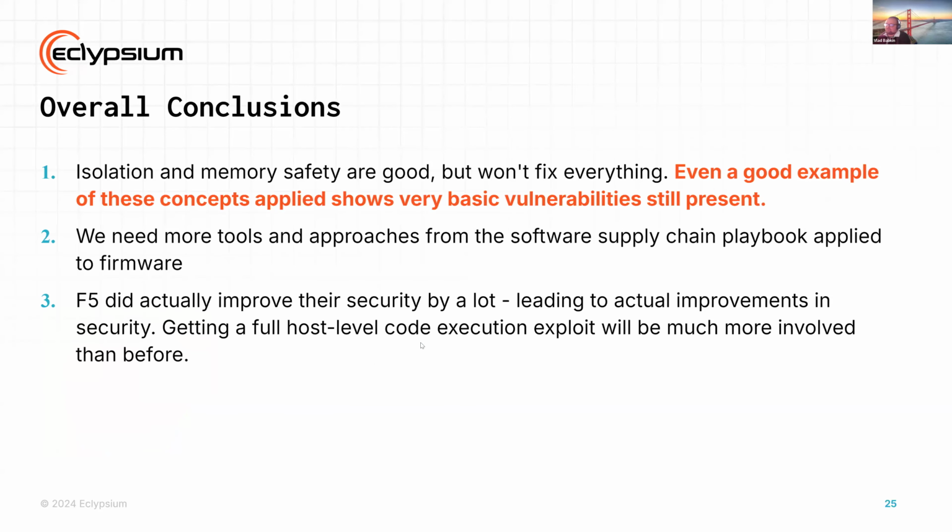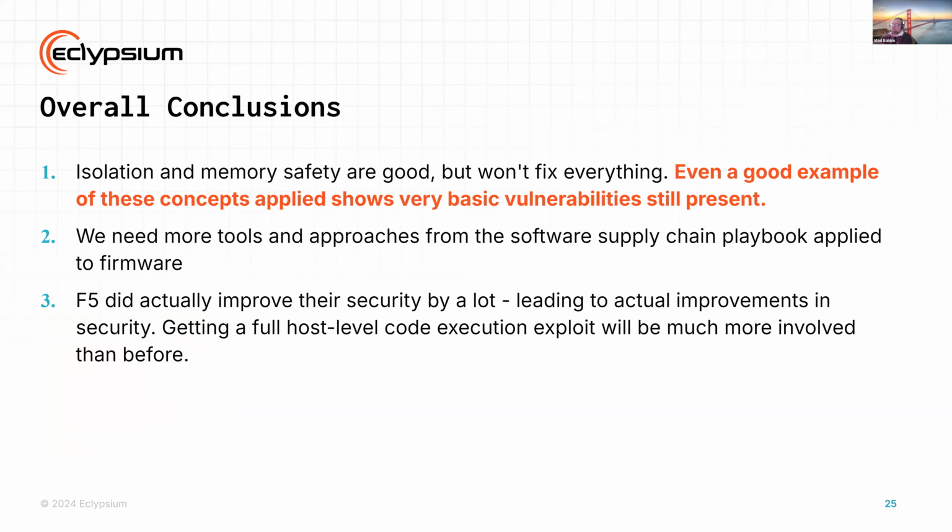And overall conclusions are, well, isolation and memory safety are good but won't fix everything. There are still a lot of basic vulnerabilities present, even if you apply those. We need more tools and approaches from the software supply chain playbook applied to firmware. And F5 actually did improve security by a lot. They actually did improve their security posture, and getting full host-level code execution will be impossible.